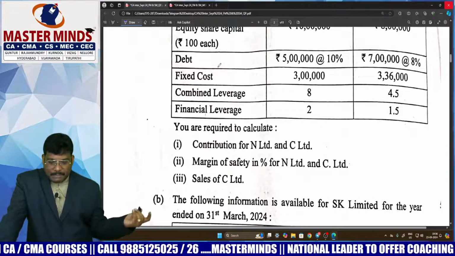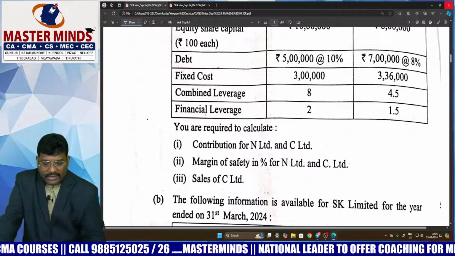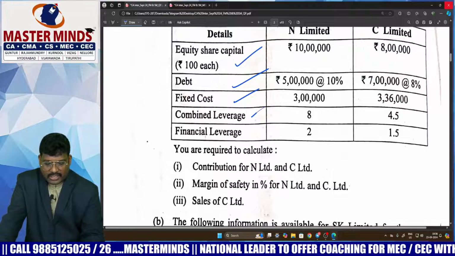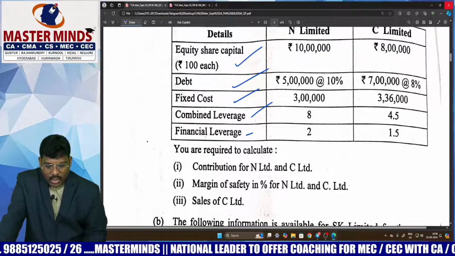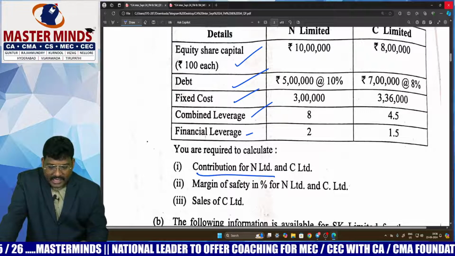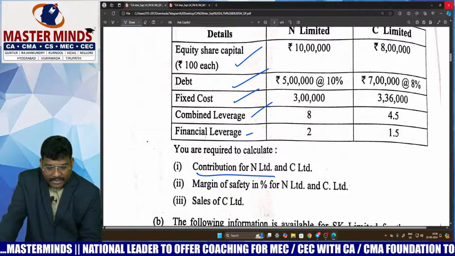Wow, very simple. So they have given in the problem, you see it. Equity share capital, debt, fixed cost, combined leverage, financial leverage is given. Okay, so contribution they asked. Contribution you can easily find out, because combined leverage is there.